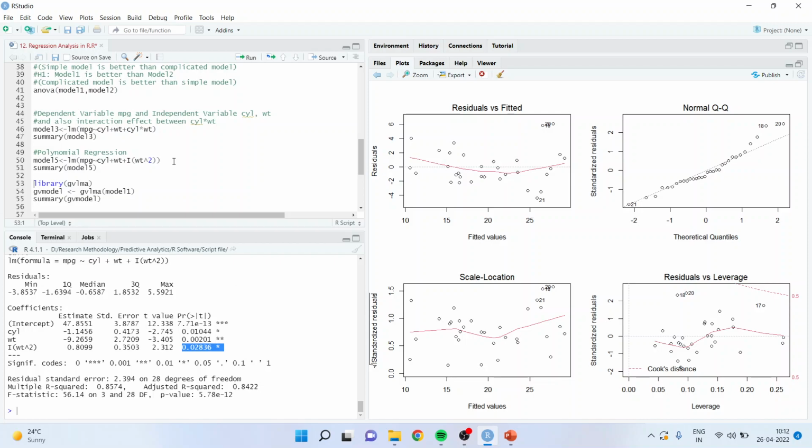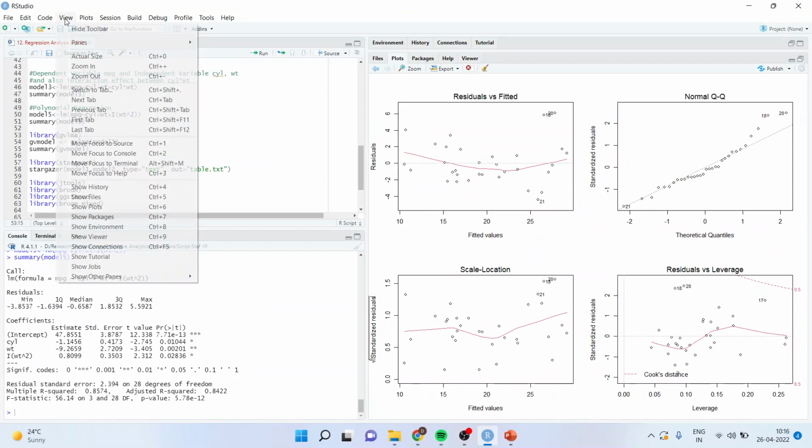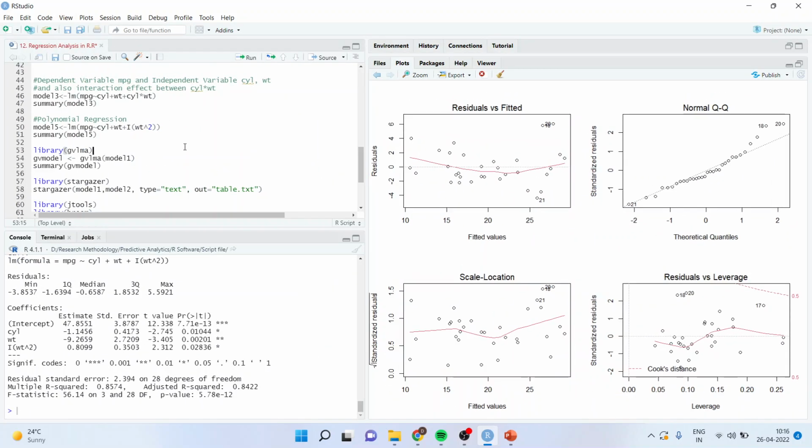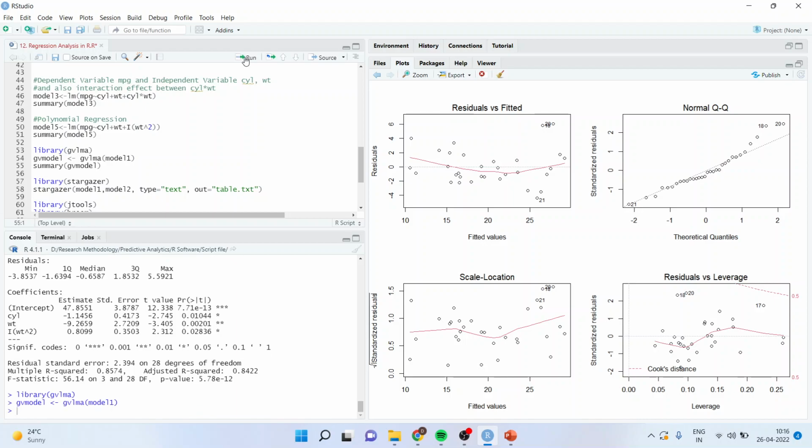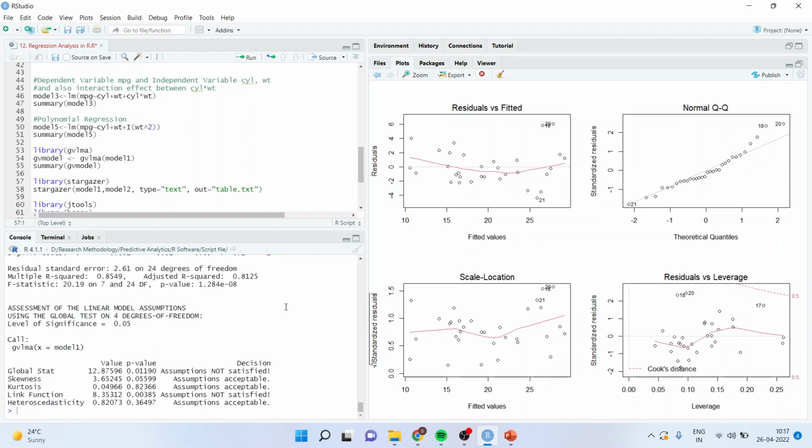Now there is one library which is gvlma. The library name is gvlma. The full form of this gvlma is Global Validation of Linear Model Assumptions. Basically, it will try to test whether the model is able to clear all the basic assumptions of a linear model or not. Let us activate it. I'll run the first model. The command line is gvmodel. Gvmodel is a title, you can give any title, but gvlma is the command. Insert your first model, model 1, here and run the summary.